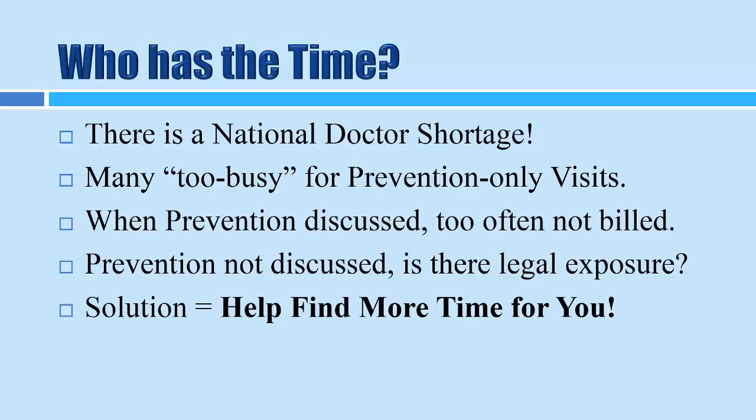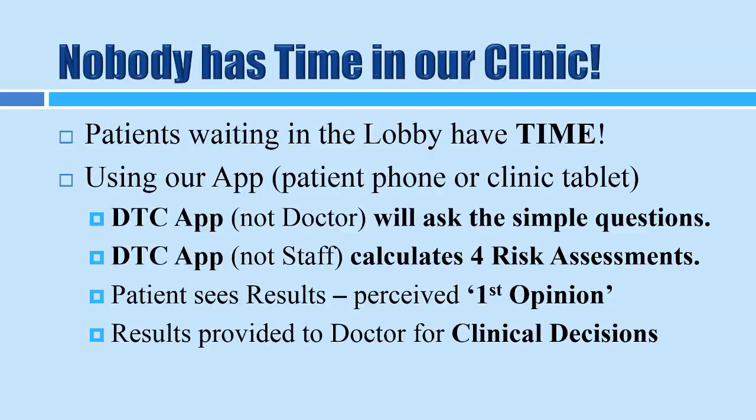Our solution is to help find more time for you. We know that clinical staff is busy now, but all the patients waiting in the lobby have time. While they wait, they should be using the Diabetes Triple Check. The DTC app will ask the simple questions. The DTC app will calculate the 4 risk assessments, and the patient will see the results. The app gives them a first opinion, if you will, with results provided to the doctor for the clinical decisions.